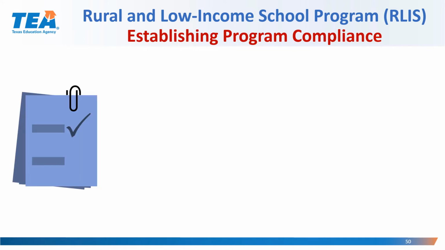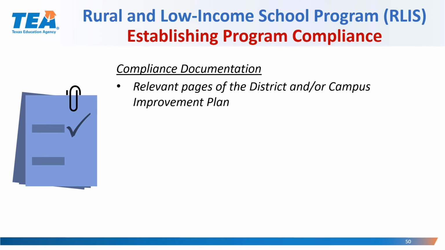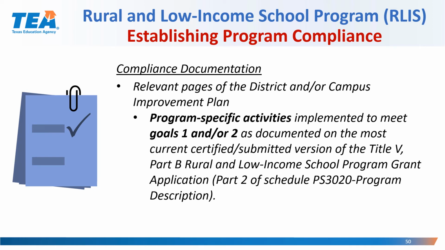Establishing program compliance. Compliance documentation. Relevant pages of the district and/or campus improvement plan. Program-specific activities implemented to meet goals 1 and/or 2 as documented on the most current certified submitted version of the Title V Part B Rural and Low-Income School Program Grant Application. Part 2 of the schedule PS 3020 Program Description.